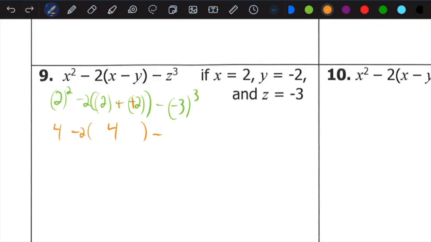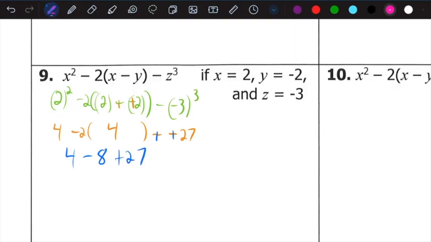Here, minus negative 3 being cubed. Negative 3 times negative 3 times negative 3 is a negative 27. That gives us 2 negatives in a row. They'll really become a positive. Next, we're going to do this negative 2 times 4, taking that sign with the 2 for the purpose of multiplying. And we get 4 minus 8 plus 27. From left to right, we do 4 minus 8 is negative 4, and negative 4 plus 27 is 23.